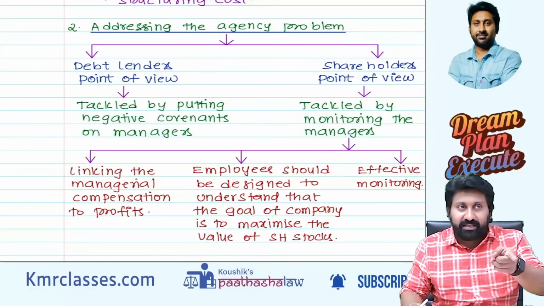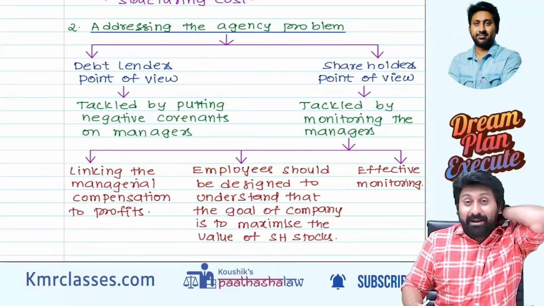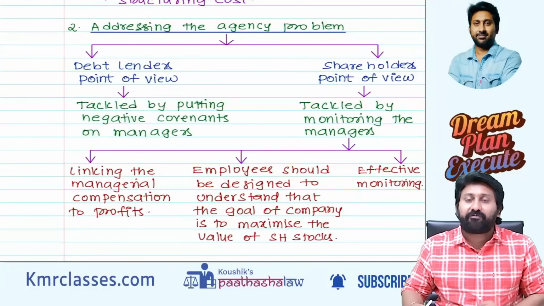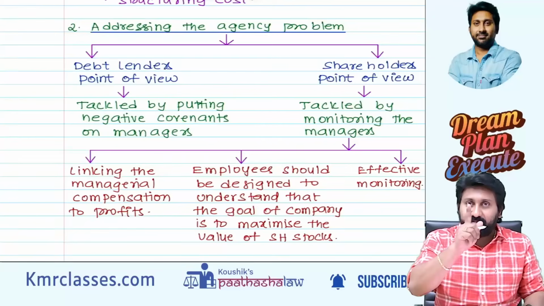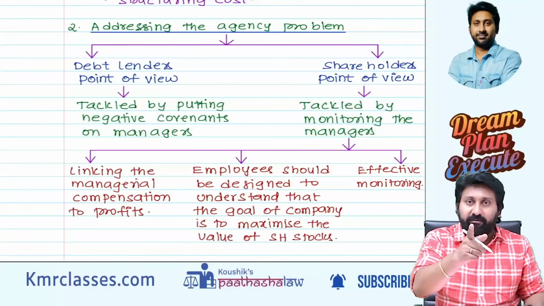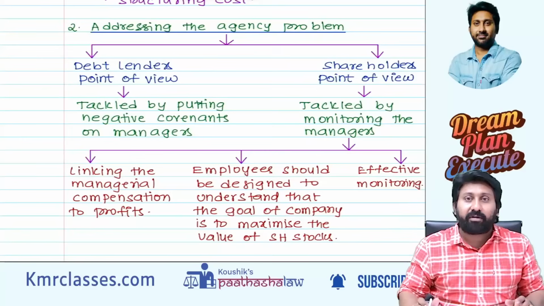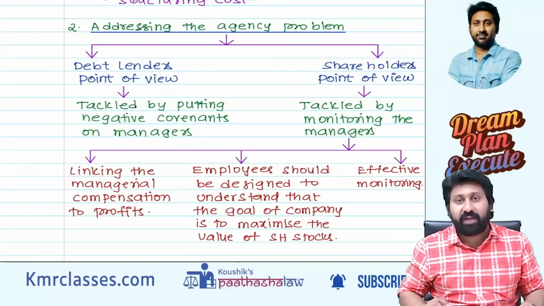When a loan is given by the debt holders to the company, the company will not use it. Company is an artificial person. These managers will use it. Therefore, they will put negative terms and conditions. If the company is not using it in a proper way, we will put one person as a board of director. He will monitor your company. Like that, you can threaten the board of directors.